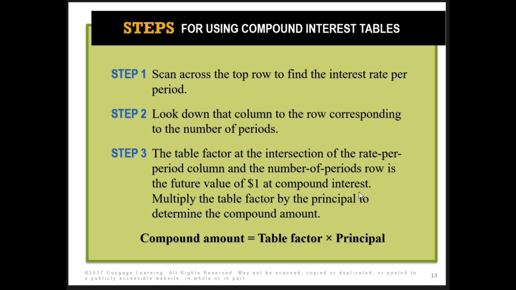So the steps for using compound interest tables: you scan across the top row to find the interest rate per period. You look down that column to the row corresponding with the number of periods. The table factor at the intersection of the rate per period column and the number per period row is the future value of $1 at compound interest. So you multiply that table factor by the principal to determine the compound amount.